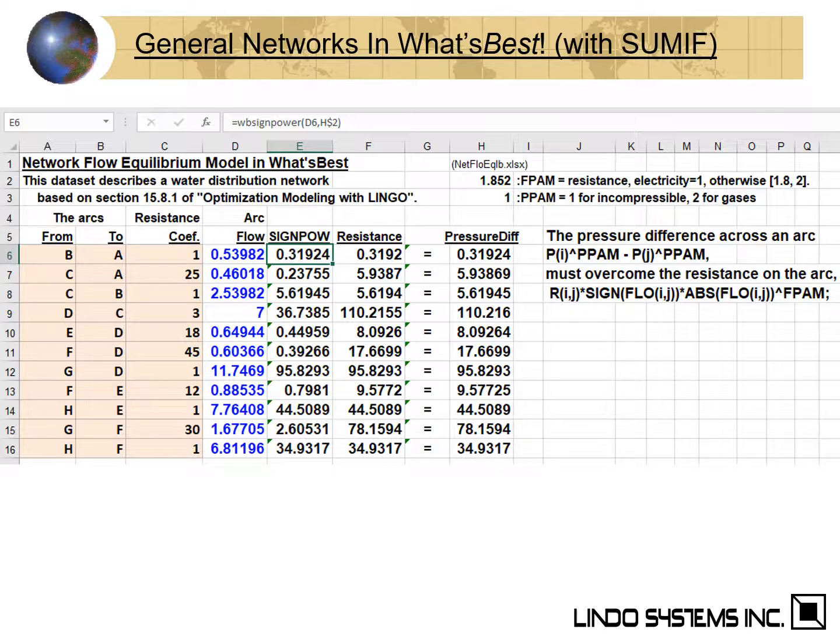Qualitatively, though, it says that the pressure differential has to be equal, with appropriate coefficients, to the amount of flow on the arc. The pressure differential is in row 6 here in the formula, and the resistance is listed in row 8 on the far right there. So we raise the flow to a power and multiply it by the resistance coefficient of that particular link.